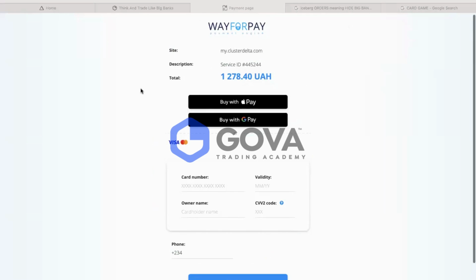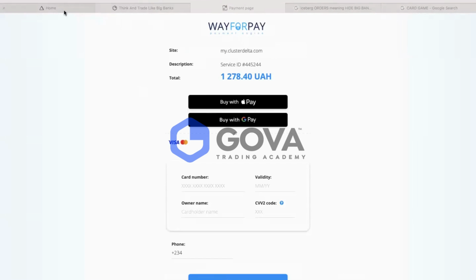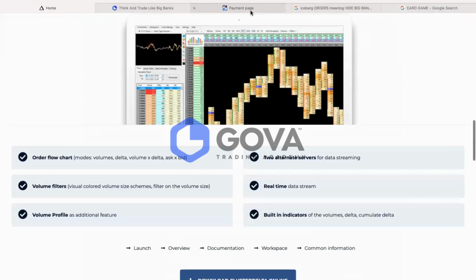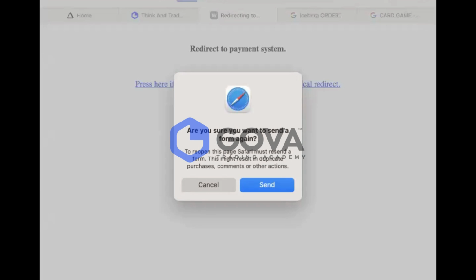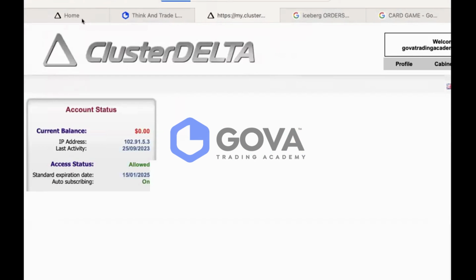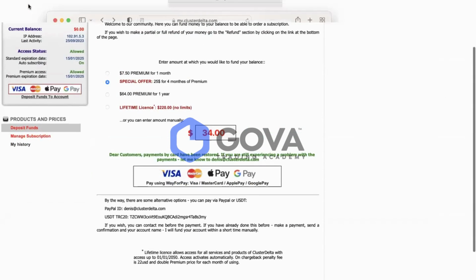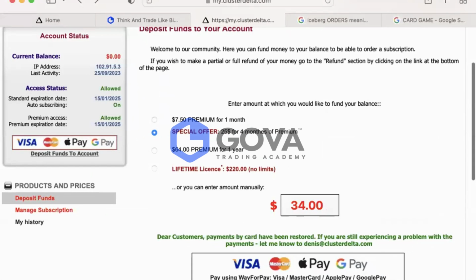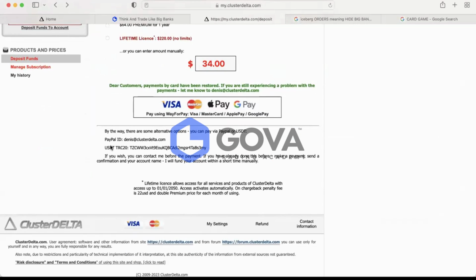Now, for those who don't want to pay with their card, or you are trying to pay with your card and it is not working, then this is what you need to do. This is the other payment method available. You can pay into the PayPal account here, Dennis at clusterdelta.com.